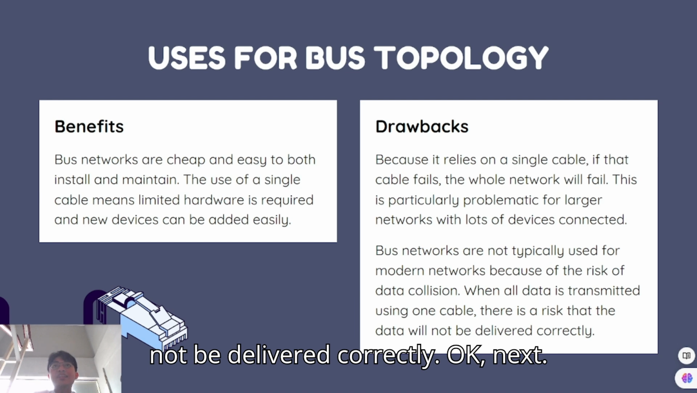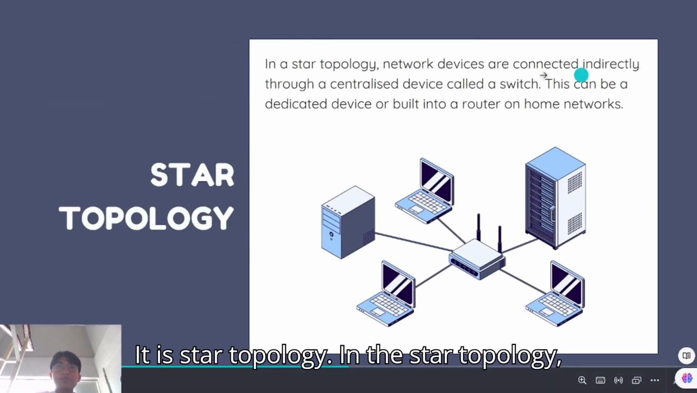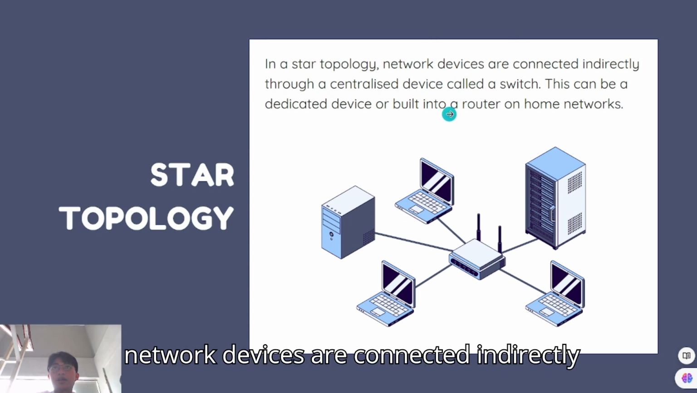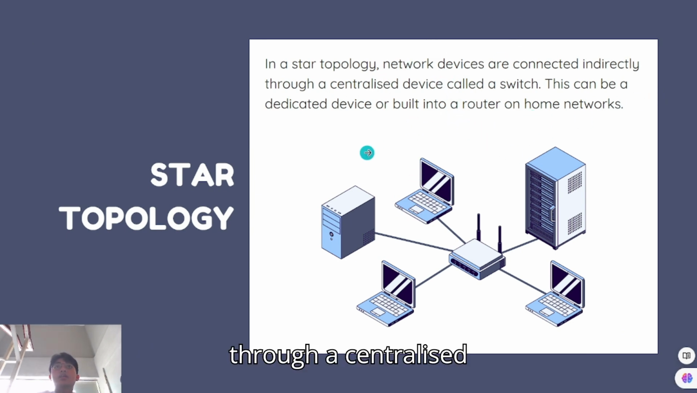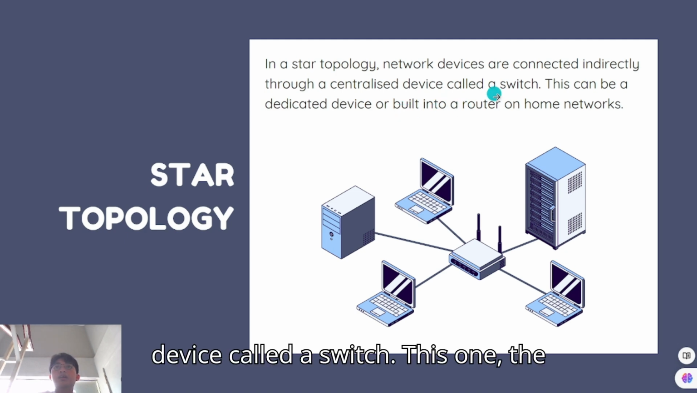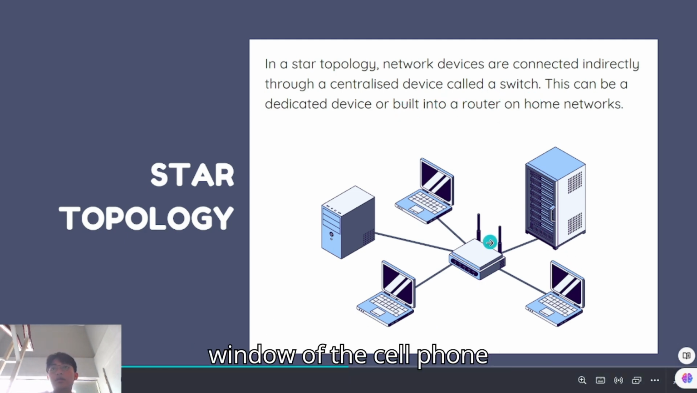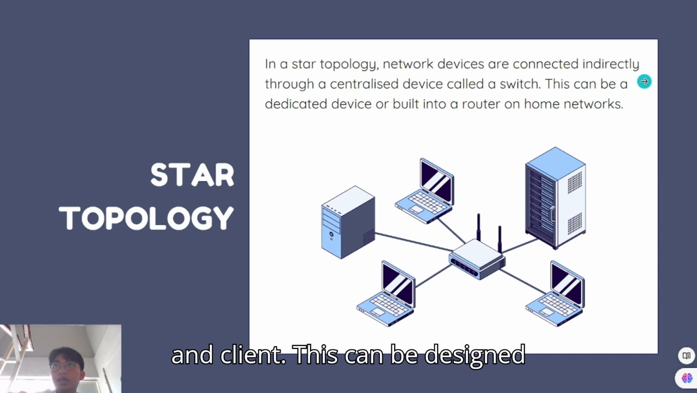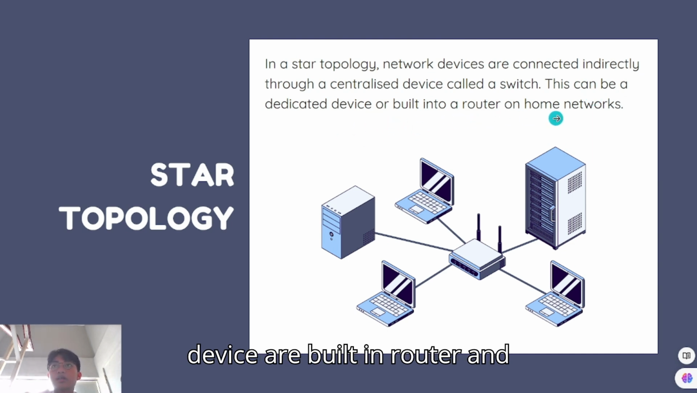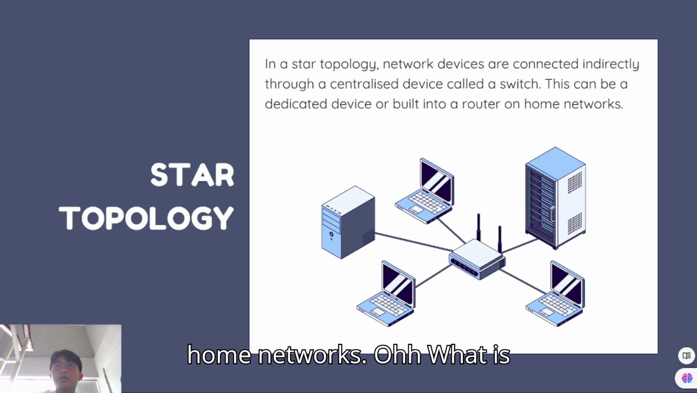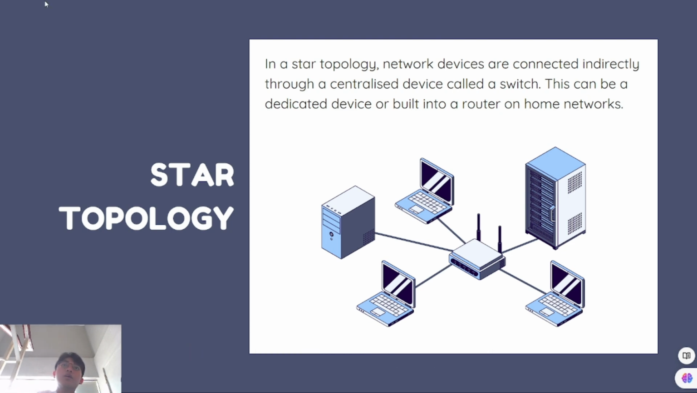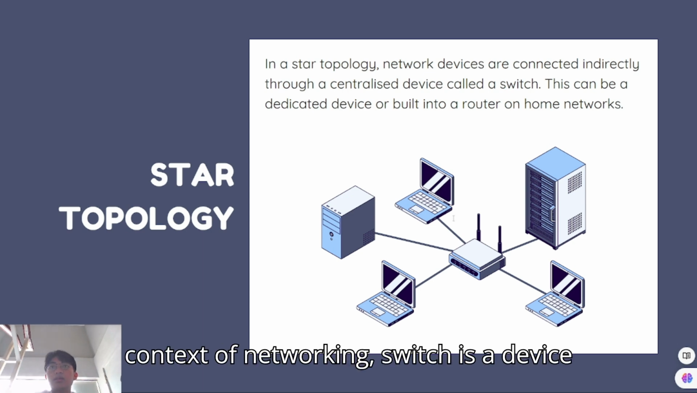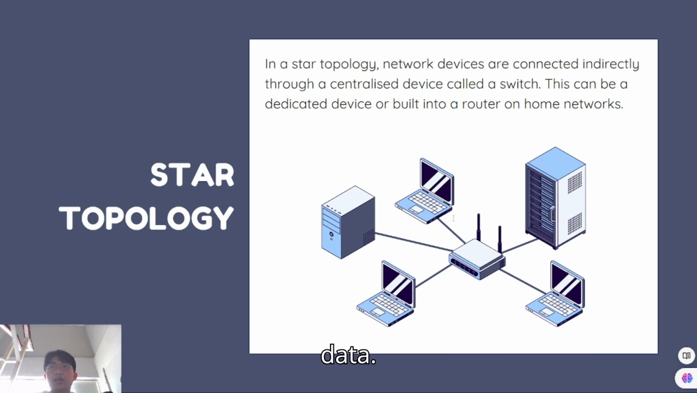Okay, next is star topology. In a star topology, network devices are connected individually through a central device called a switch. This one is in the middle, between the server and the clients. These devices are built into the routers in home networks. What is a switch? The term switch can refer to multiple concepts. In the context of networking, a switch is a device that can connect multiple computers and manage data.